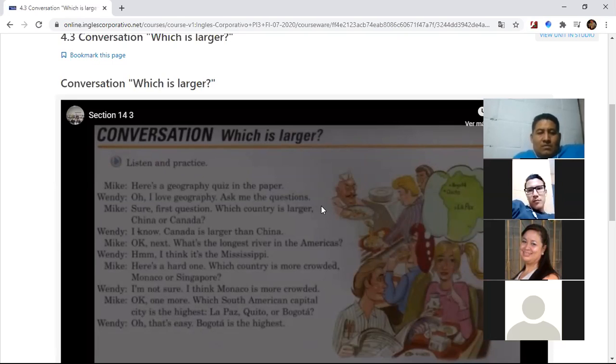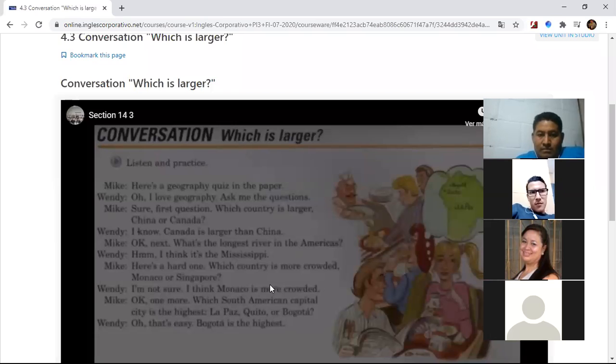Listen, I want you to pay attention because when I say China and Canada, two countries. When I say the longest river, we have all the rivers in America, right? And countries, Monaco and Singapore, two countries. And finally, three cities, La Paz, Quito, and Bogota, three cities. Okay, pay attention. When it's two, comparative. When it's three or more, superlative, okay? And notice the expression, look. Comparative, larger. Superlative, longest.